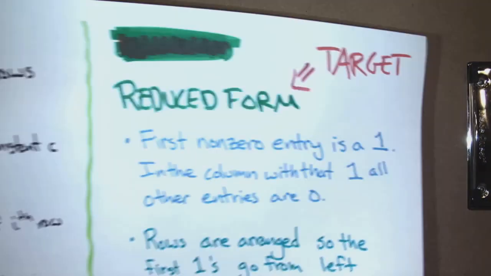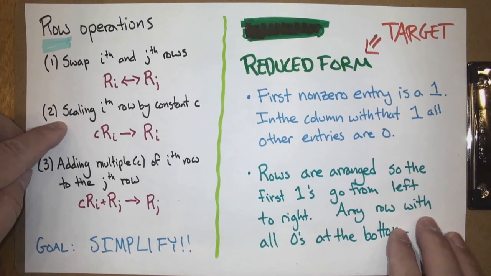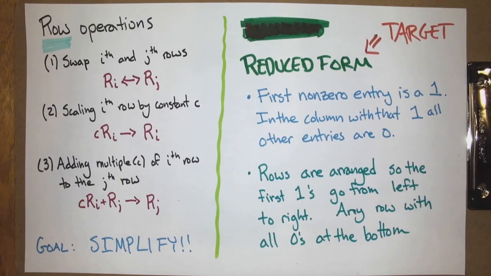Okay, so as a reminder, we have our 3 row operations that we've been talking about. We can swap rows, we can scale rows, we can add a multiple of one row to another. Ultimately, our goal is always the same. Simplify. Make things as simple as possible. That's what math is. Algebra is just a series of, can I simplify things to the point where I say, I simplified it so much I can just read off the answer.